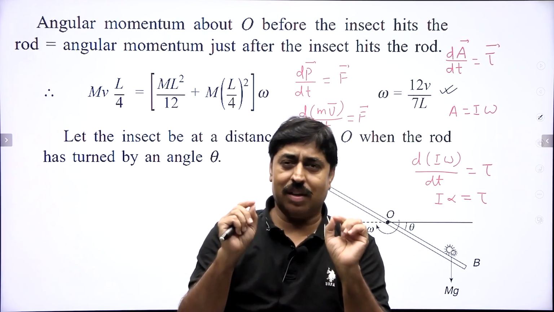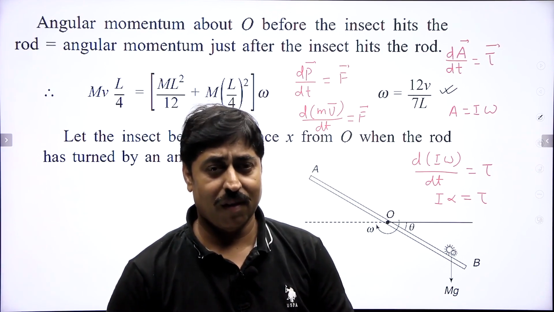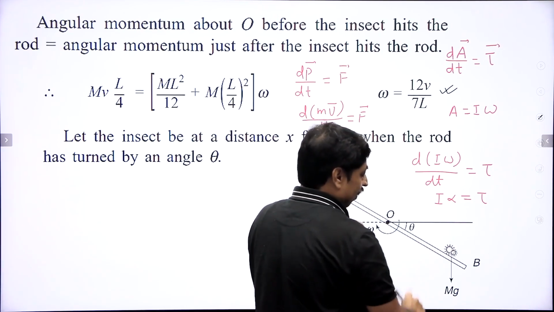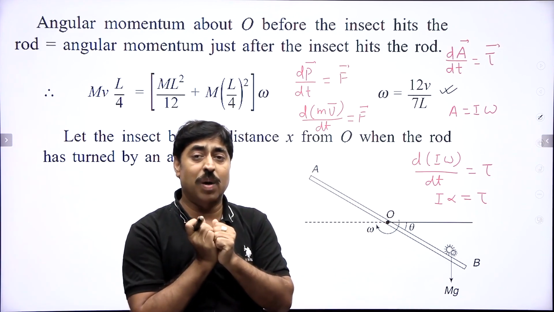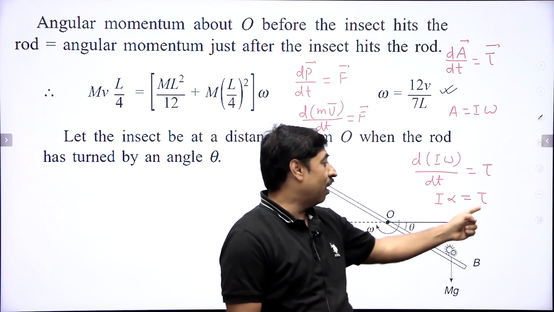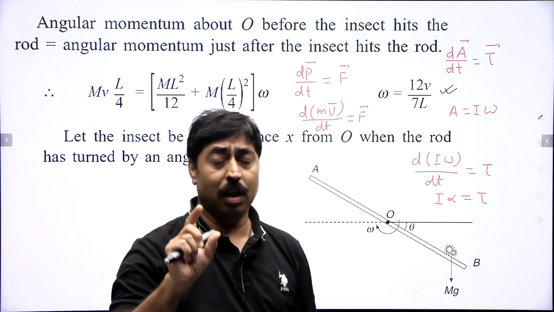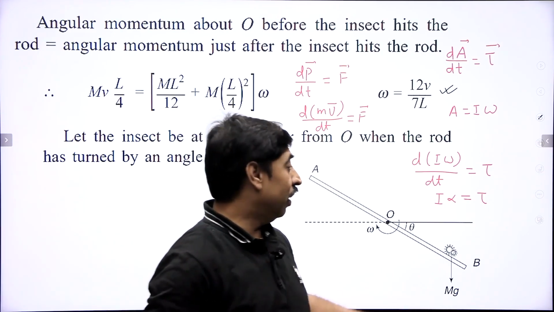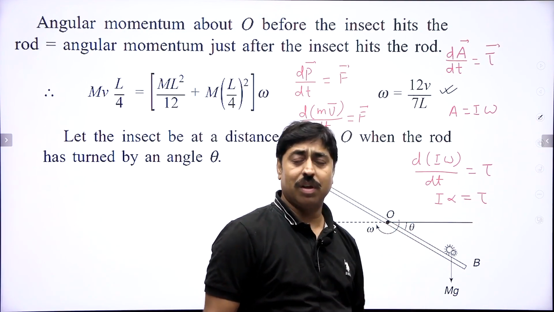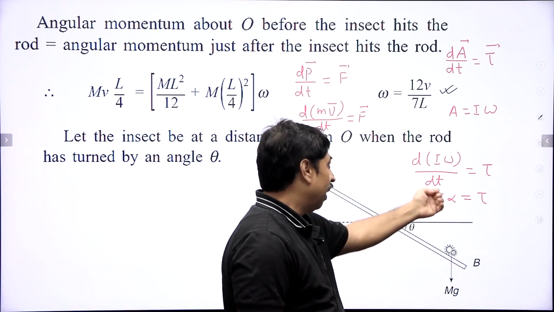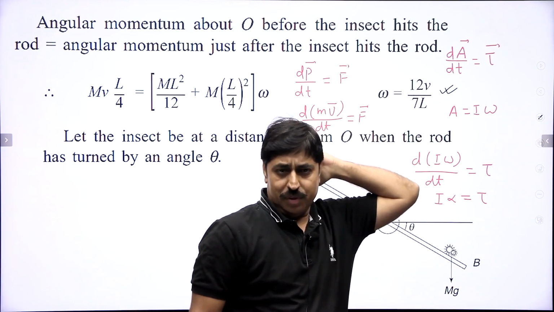So, this is the major thing that you need to understand, that you cannot apply this equation for the system comprising of rod and insect. If I take rod and insect to be my system, then I cannot apply this equation. Rod plus insect is my system. In that case, this equation cannot be used in this manner. We have to use that particular equation.